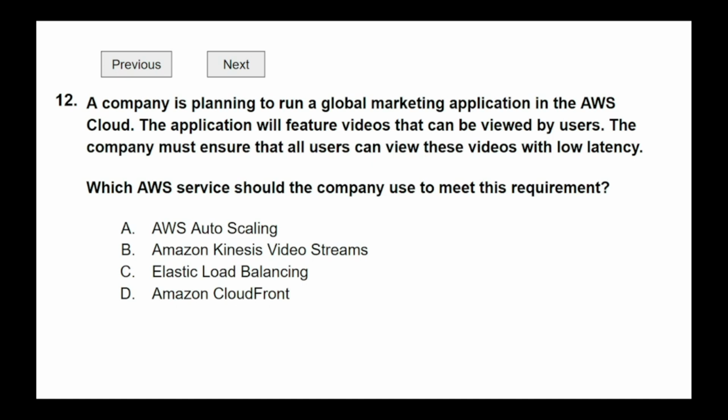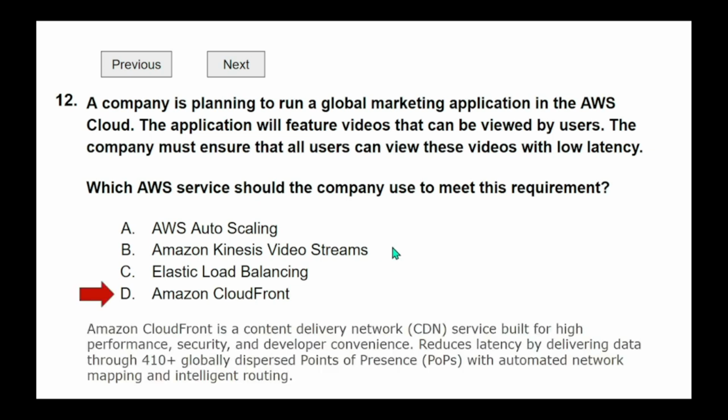Well, AWS CloudFront is a content delivery network. Amazon CloudFront is a content delivery network service built for high performance, security, and developer convenience. It reduces latency by delivering data through the 410 plus globally dispersed points of presence with an automated network mapping and intelligent routing.